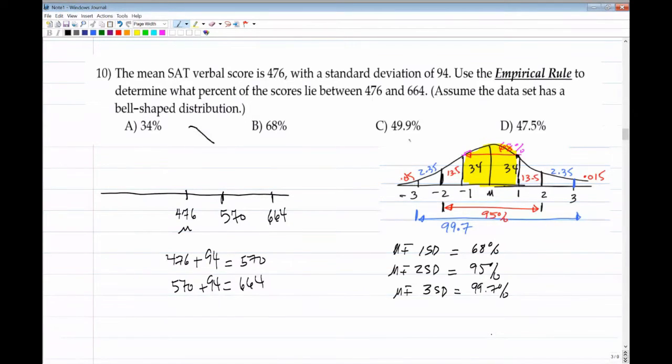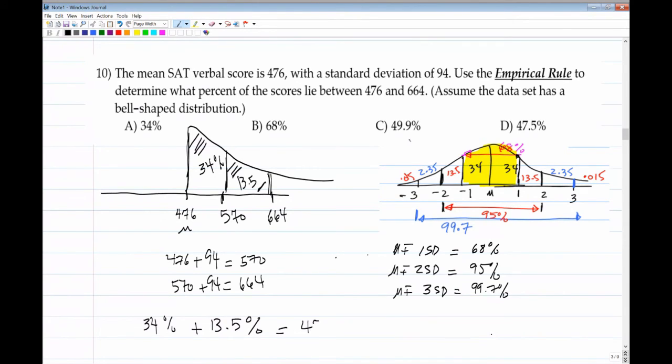If you look at the bell shape right here, the first standard deviation is very clear from the picture: that is 34%. The next one in line is 13.5%. So the total area in this region will be 34% plus 13.5%, which is 47.5%.